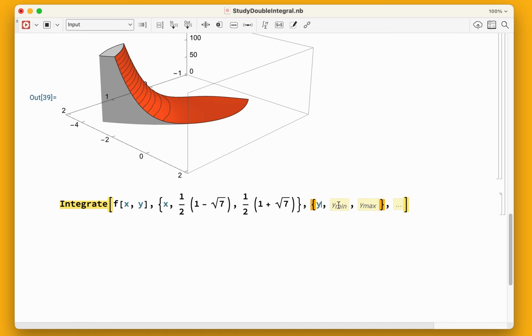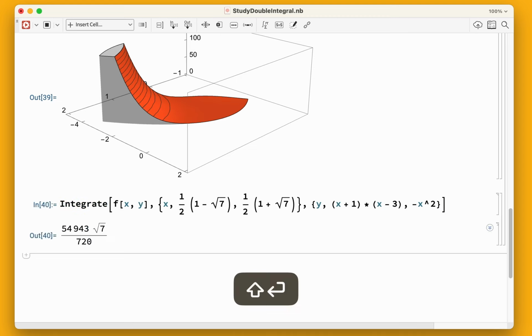And then for y we don't need to calculate the value actually. We know that y is a function of x. So we'll just write the lower limit equation here. What was it? x plus 1 multiplied by x minus 3, and the upper limit was represented by minus x square, right? The rest of the variables we don't need here. And now this should give us the integration value.